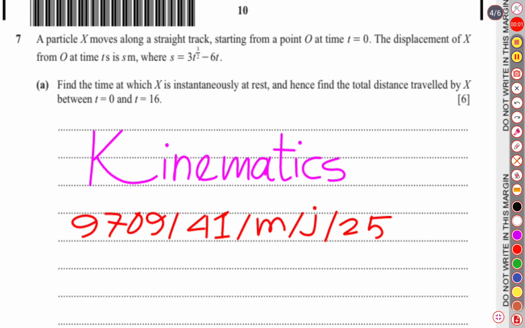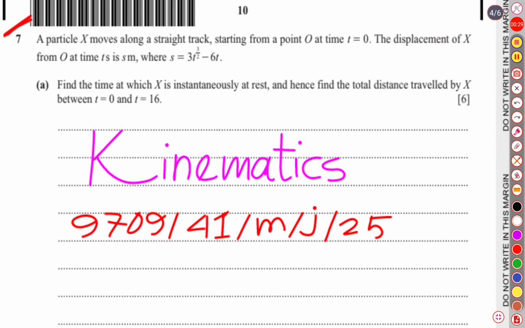Now we are moving on to kinematics, as you can see written on the display, and the first question has been selected under this topic, kinematics. It is 9709/41 for the session May/June 25, and as you can see it is question number 7: a particle X moves along a straight track starting from a point O at time t equal to 0.